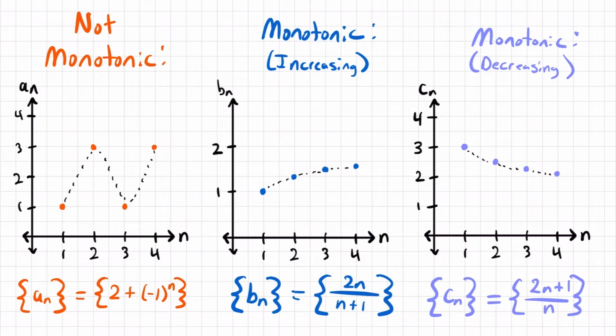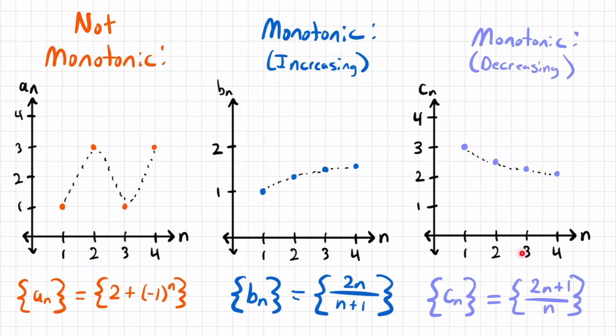For our next graph, this is an example of a monotonic sequence that is increasing, and this is the sequence right here, 2n divided by n plus 1. When n is equal to 1, our term is 1. When n equals 2, then we're a little bit higher than 1. When n equals 3, we're even higher above 1. And then at n equals 4, we are even higher. And so each subsequent term is getting greater than the previous term. And so because each term gets greater, this is an increasing sequence, which means it's monotonic.